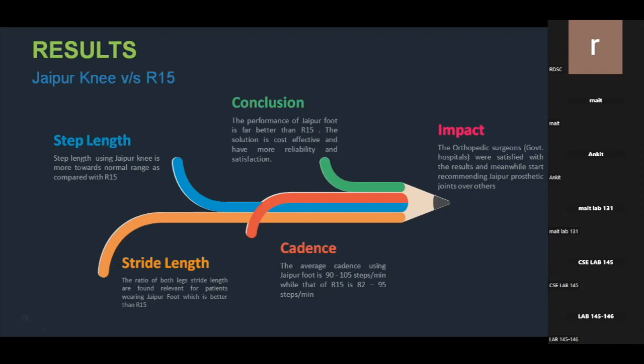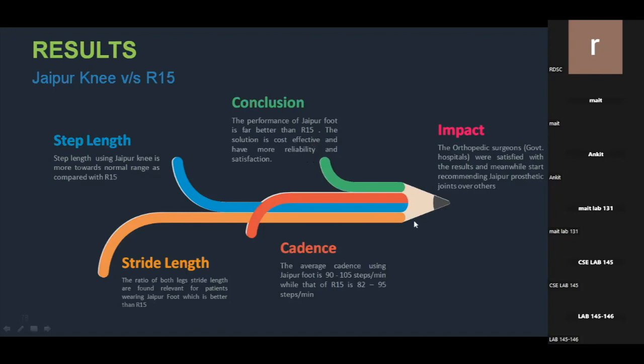Once we showed these results to research institutions like the Army R&R Hospital, New Delhi, to various physiotherapists, and to various research laboratories working in this domain, we found that the performance of this Jaipur knee is far better than 3R15. Also, it is a very cost-effective solution, and it is providing much more satisfactory results to the patients who are actually wearing it.